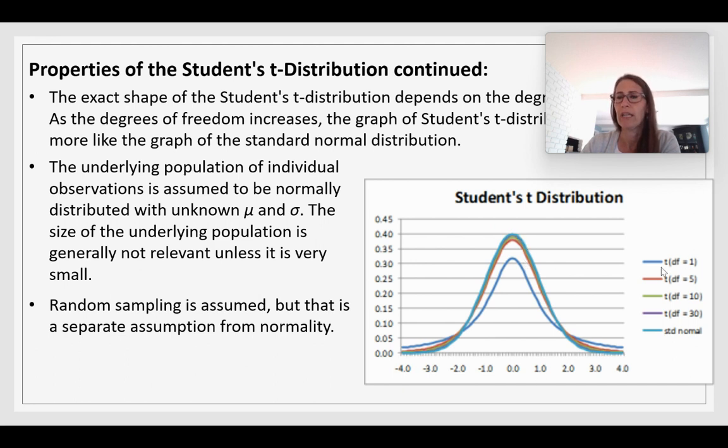And here's another picture, and this just has a few more of the degrees of freedom shown. The teal one is the standard normal. The higher the degrees of freedom are, the closer the graph is to that standard normal. Degrees of freedom here is 1, and you can see it's the one that's furthest away from our standard normal graph.